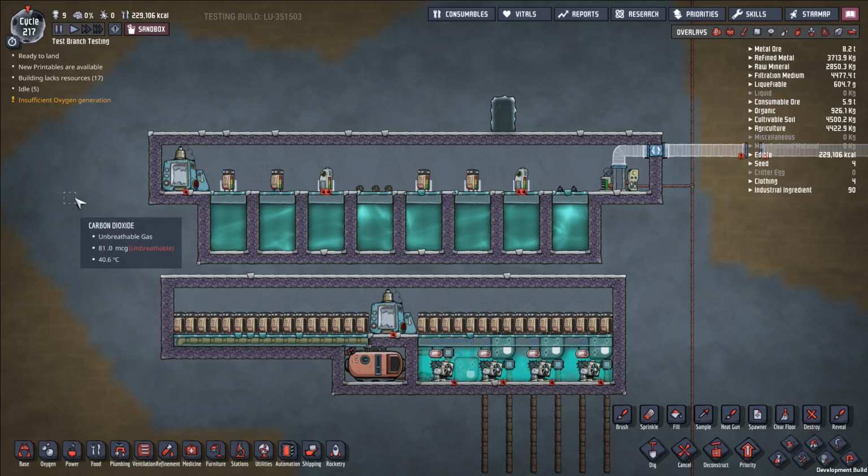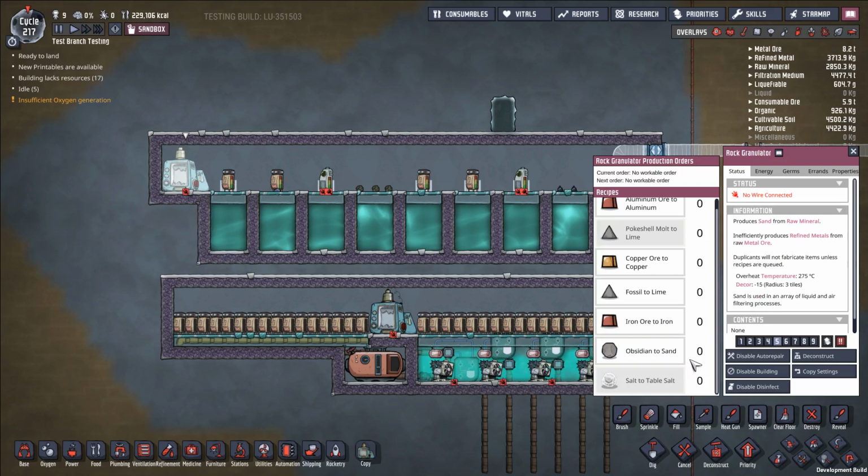In today's episode, we're going to take a deeper look at the rock granulator. The rock granulator, if you recall, was one of the options that I listed for cooling down your base in my big review of all the various cooling technologies. And the reason for that is that the rock granulator has the ability to convert material of one heat capacity to material of a different heat capacity.